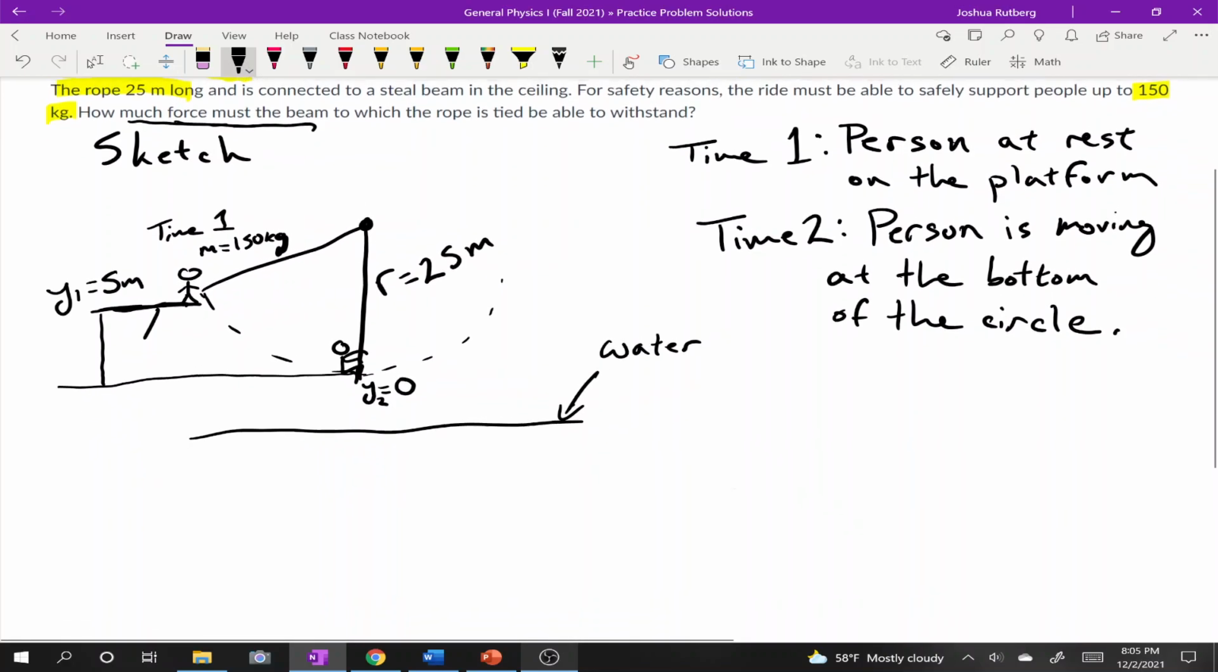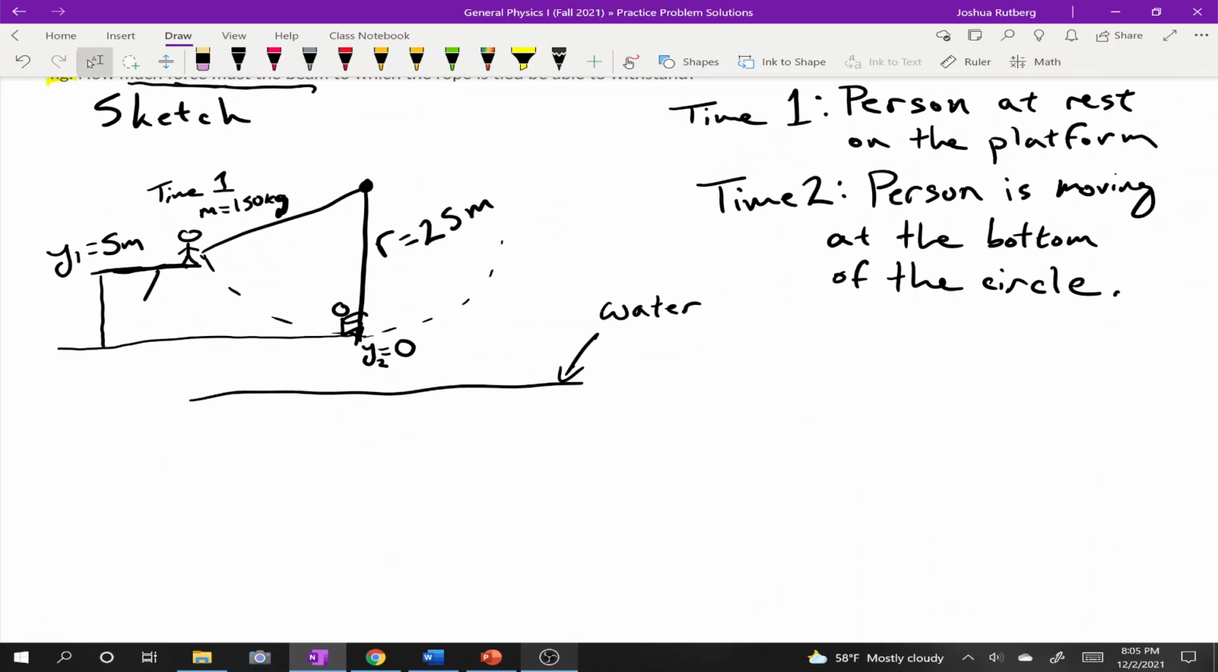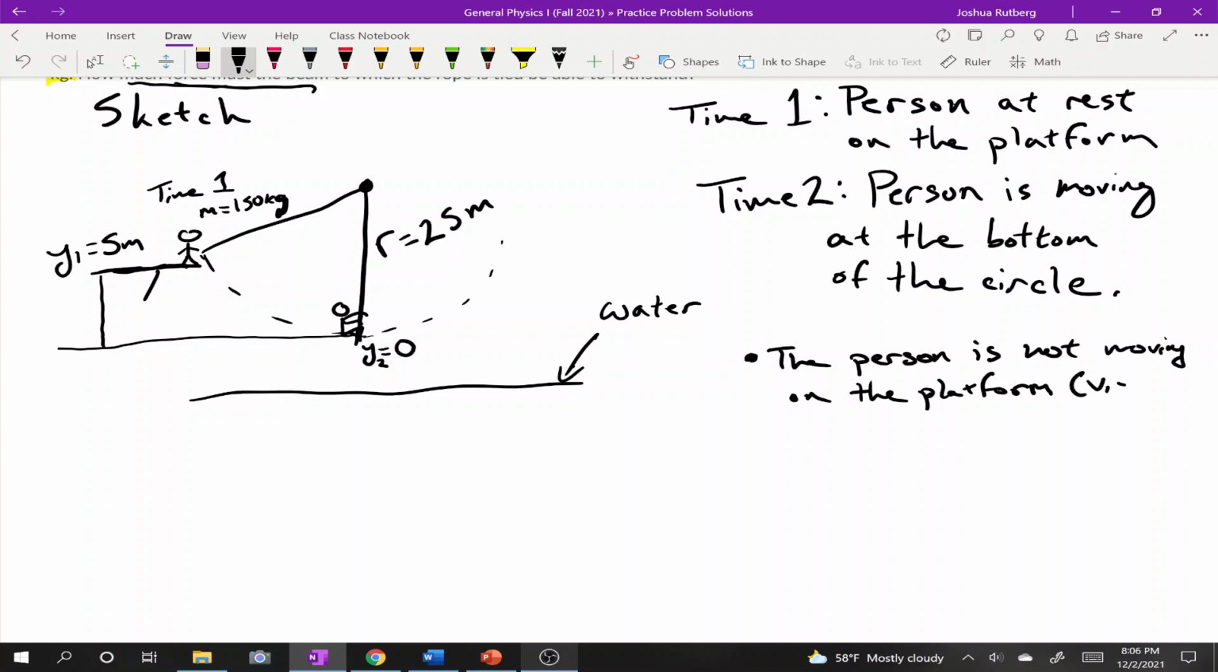So now, let me write down sort of what I know from this. So the person is not moving on the platform. They are at rest on the platform. So that means that V1 is equal to 0. I should put my velocities here.